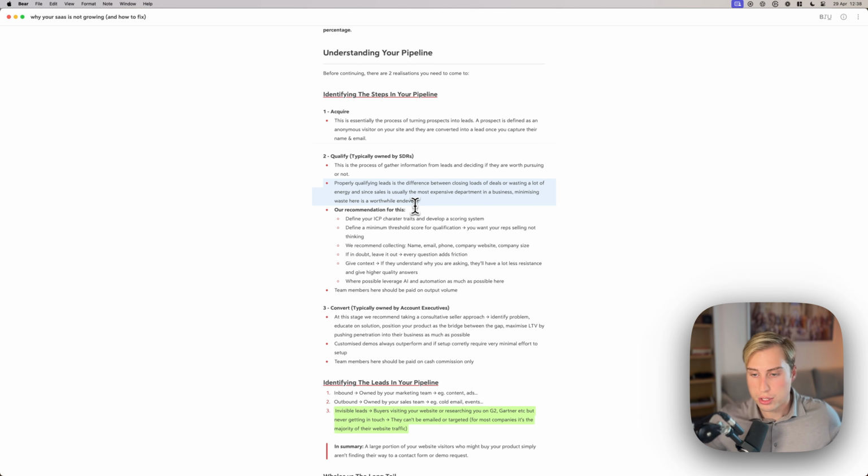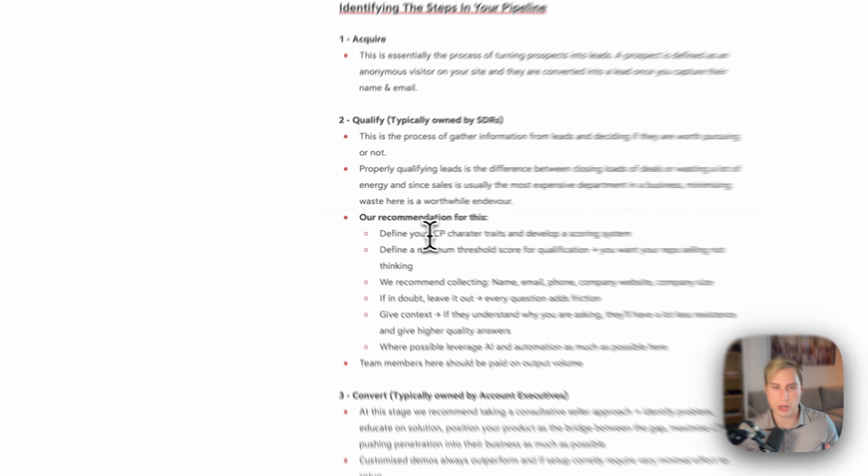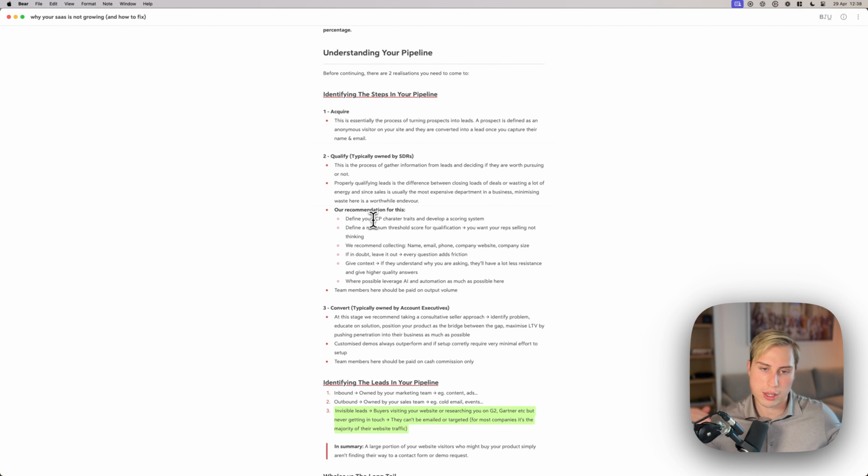So how do I think you should define this, and what is our recommendation? The first thing is you start with your ICP, your ideal client profile. So basically your avatar. Who do you want to sell to? Are they male, female? Are they old, young? What industry are they in, etc.?